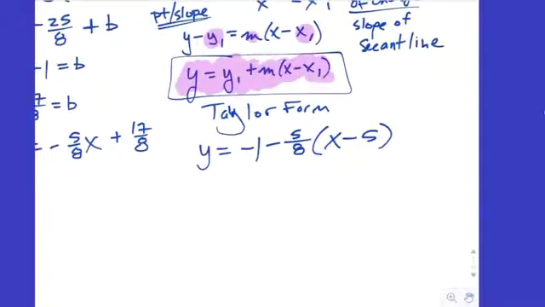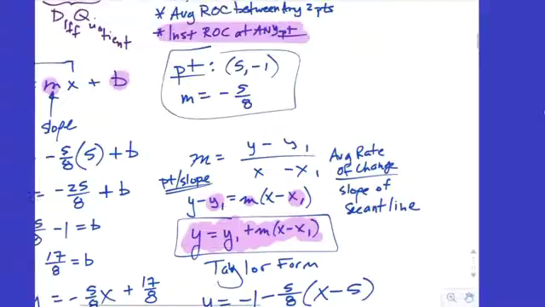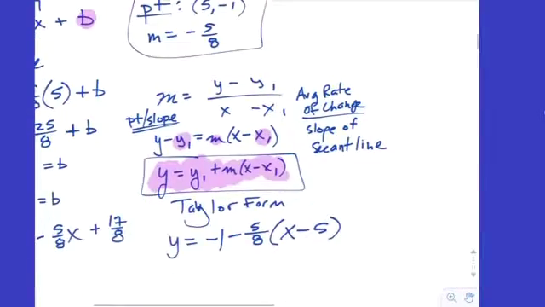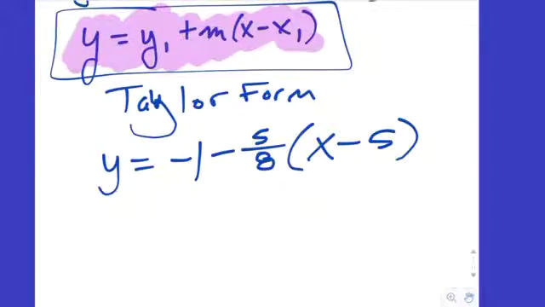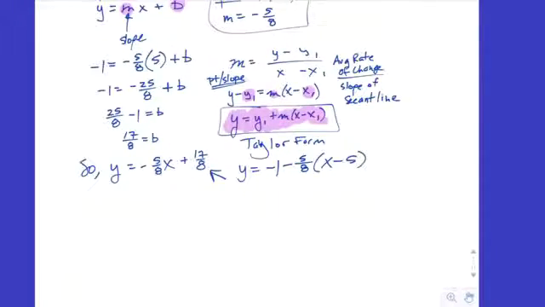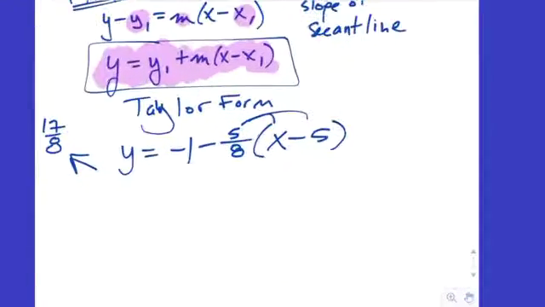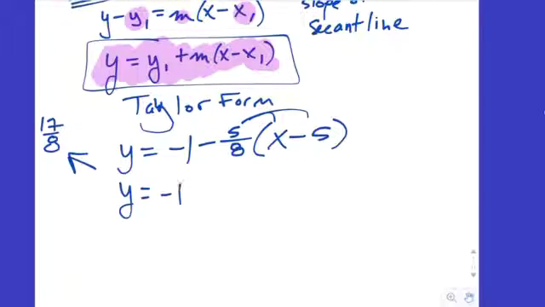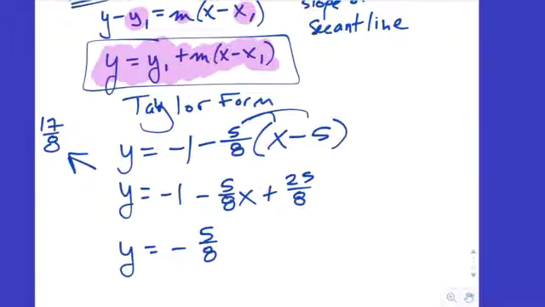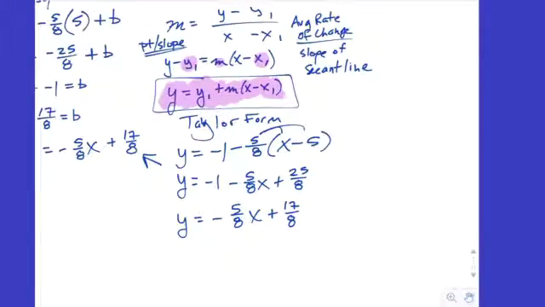Beautiful. Now, if you wanted it to be in a different form, like slope-intercept form, once you create the equation, you can algebraically manipulate it. So let's just verify that that is, in fact, the same as that. We just have to distribute. So if we do that, we get y equals negative 1 minus 5/8x, and this becomes plus 25/8. And now if we write it in descending order, negative 5/8x, 25/8 minus 1 is 17/8. And it's the same.